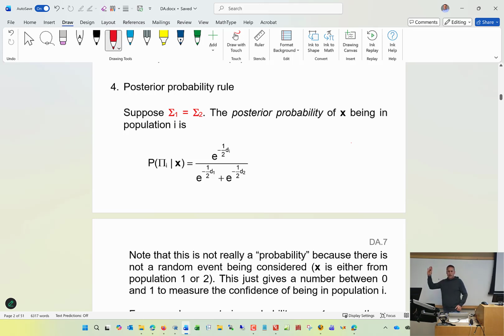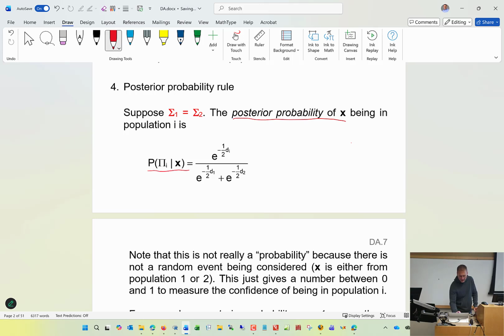The fourth way, very closely connected to the distance rule, but perhaps it gives you something that's a little bit more interpretable. It gives you what's called a posterior probability of X, where, and we have to be careful, it's not exactly a probability. So those of you who've had some Bayesian classes, be careful. It's not exactly the same.